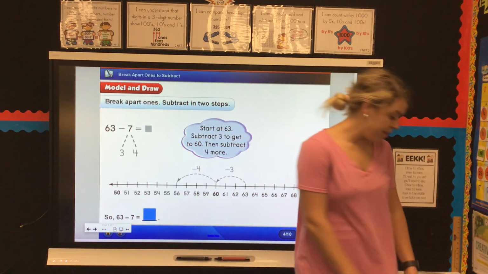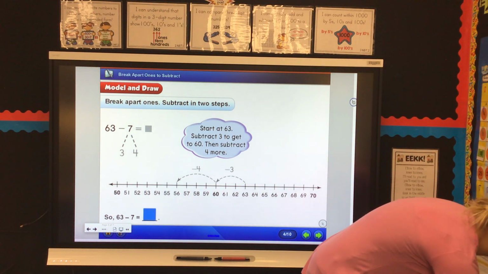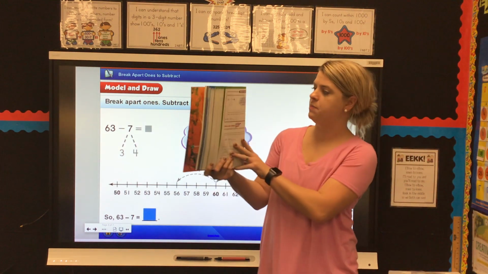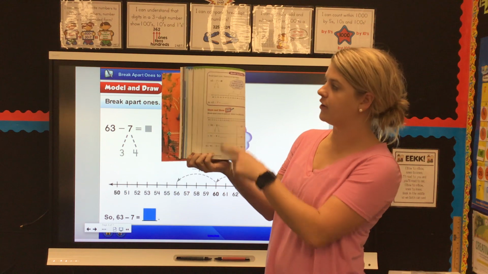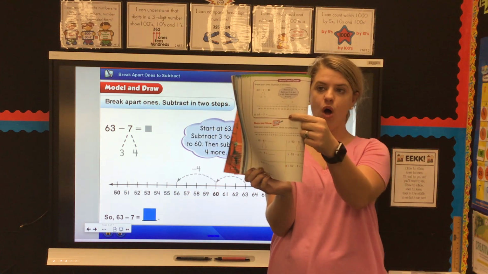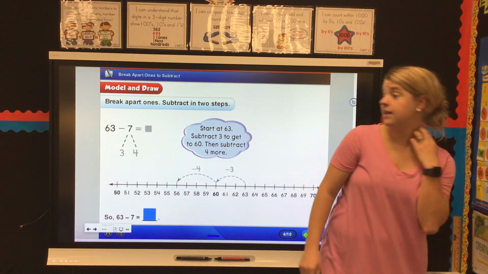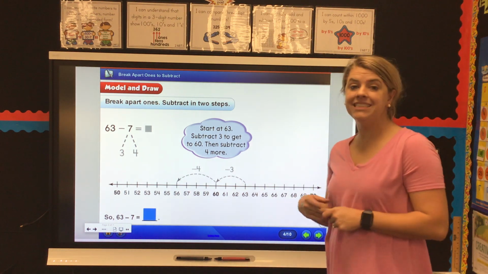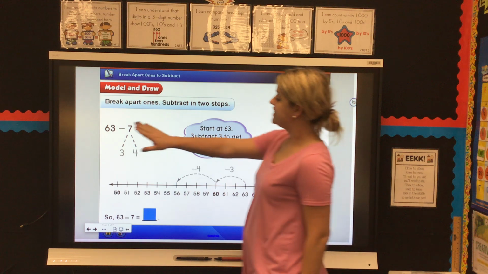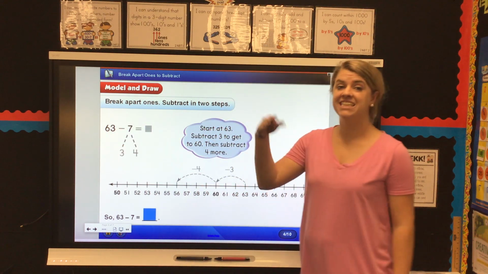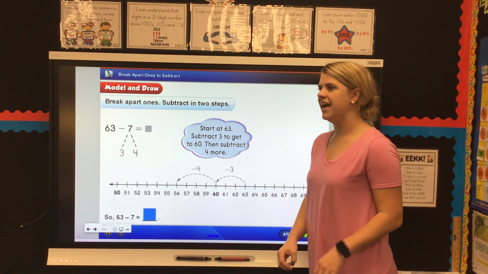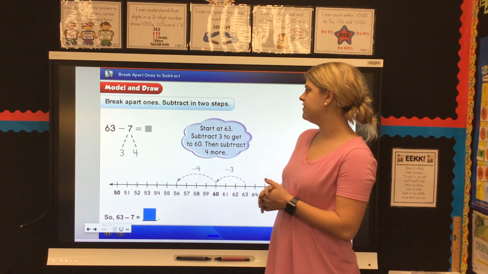So go ahead and flip over to this page right here. It's page 230, and it has the model and draw at the top, all right? Now, we see a subtraction problem. 63 minus 7, okay? Now, I know that might be kind of hard.